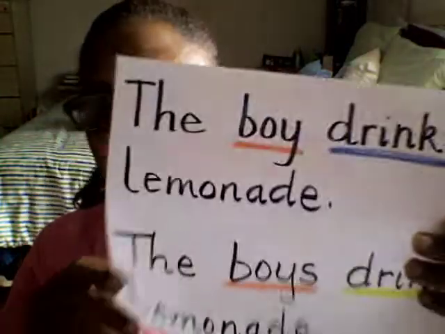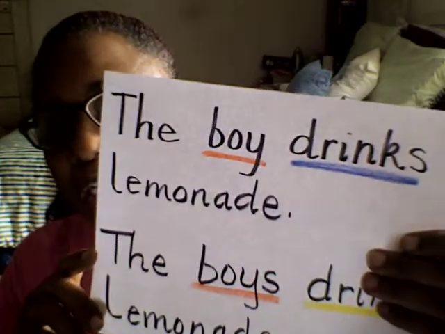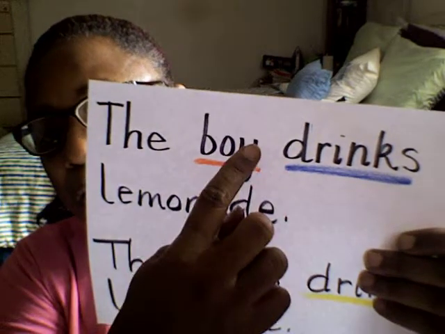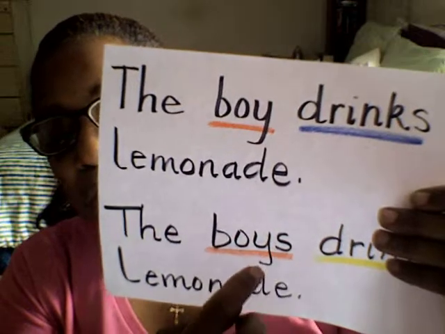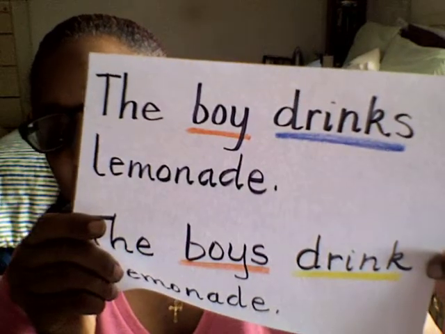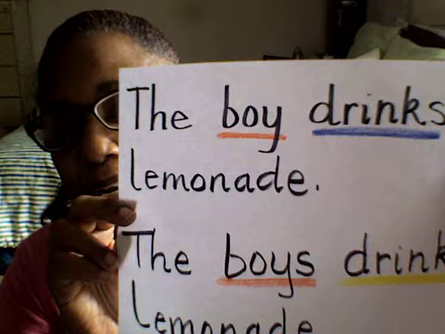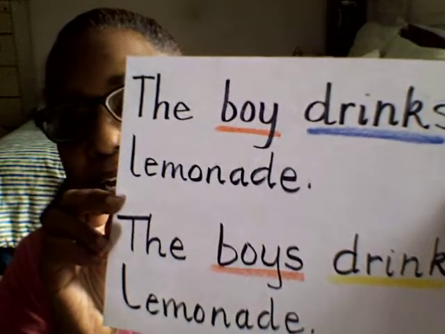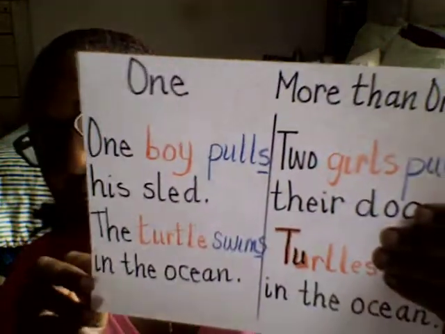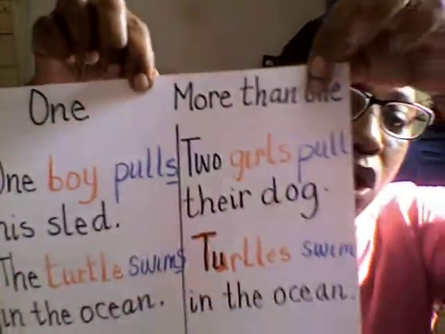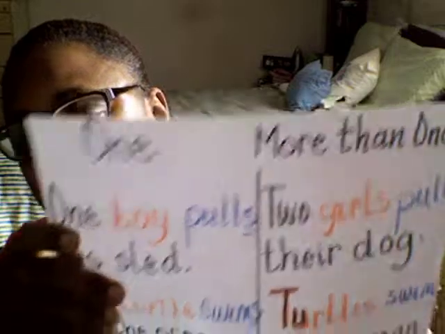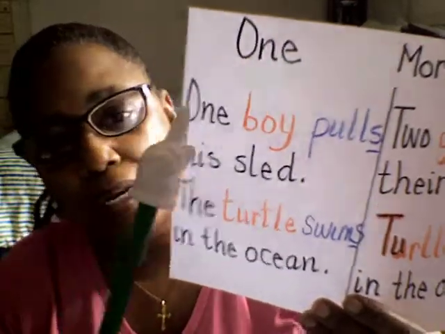So in order for us to meet and greet each other and agree, when the noun is singular, the verb has an S, and when the noun is more than one, the verb stays the same without an S. So the boy drinks lemonade, the boys drink lemonade. Okay? Now, as a reminder, this is something I'm downloading for your parents to see, but I'm going to let you look at it. It says one and more than one. Do you see that?